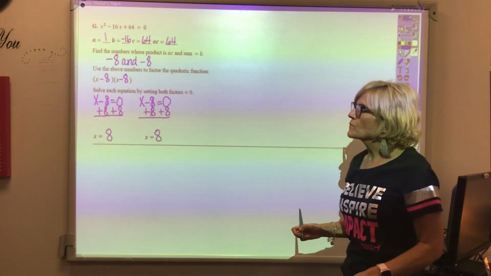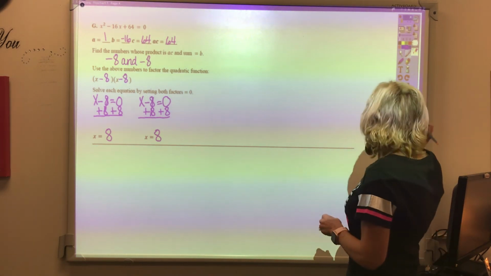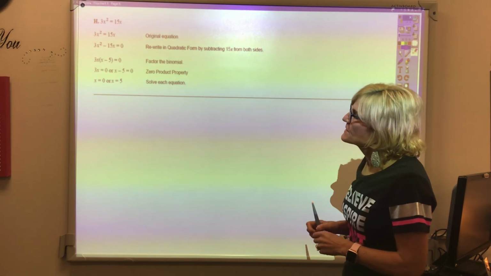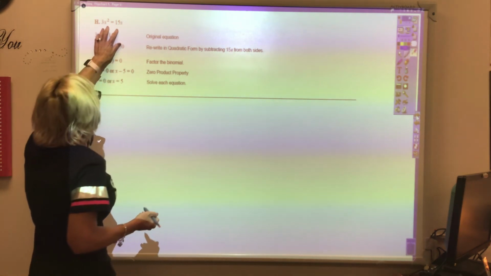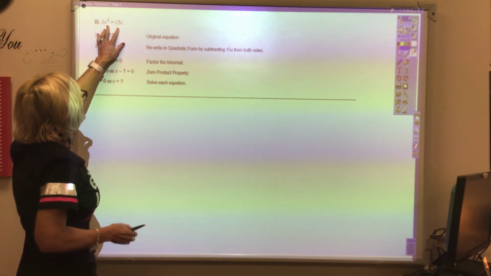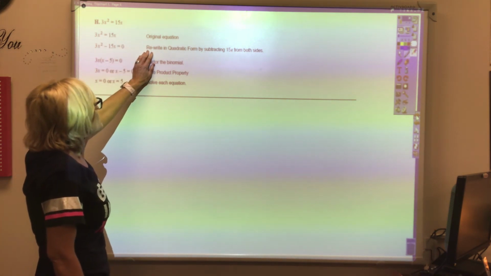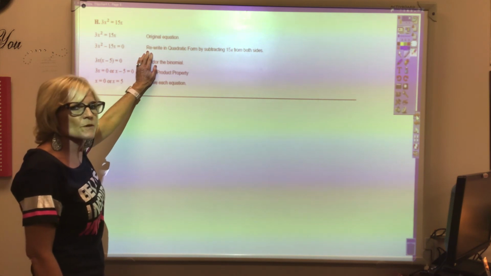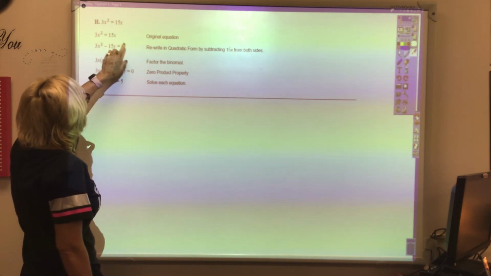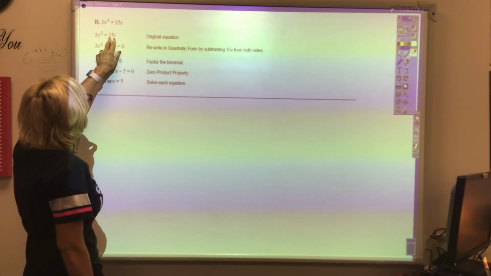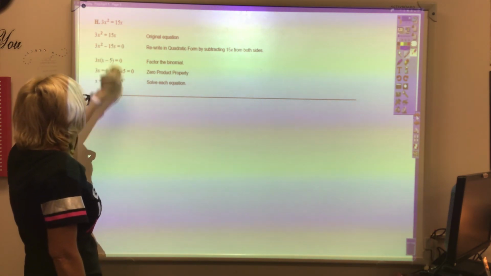And then we have, I believe, one final example. It's going to look a little bit different. This one's worked for us, but I wanted to walk you through it. If you've got an equation that looks similar to this, 3x squared equals 15x, what you want to do with the original equation is rewrite it in quadratic form, meaning set it equal to 0. So we would subtract 15x from both sides, or pick the 15x up, move it to the left side and change the sign, make it the opposite.